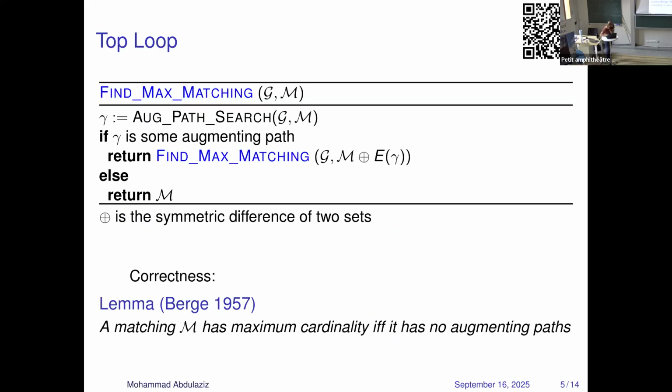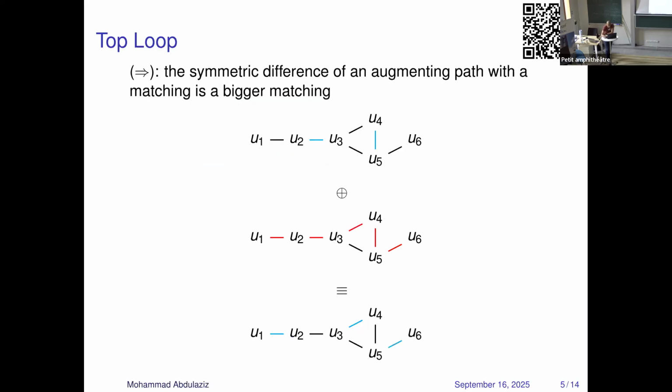The correctness theorem of all of these algorithms, including Edmonds' blossom algorithm, depends on a lemma by Claude Berge. It's called Berge's lemma, from the 1950s. Basically, the lemma says a matching has maximum cardinality if and only if it has no augmenting paths. So if you have a matching and you cannot compute an augmenting path for that matching, then that matching is a maximum cardinality matching. The proof of this lemma is from the 1950s, and it has two directions, as you might expect for an if and only if statement.